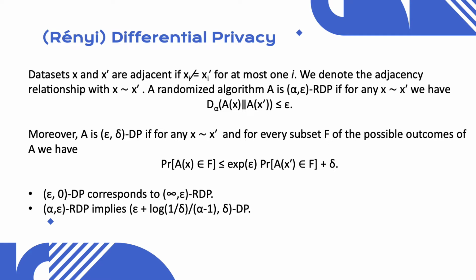In a similar fashion, we can also give the definition of standard differential privacy. We say that A is (epsilon, delta)-DP if for any pair of neighbor inputs and for every subset F of the possible outcomes of A, the probability of A of x being in F is upper bounded by e to the epsilon times the probability of A of x prime being in F, plus delta. We also remark two basic facts: epsilon-0 differential privacy corresponds to (infinity, epsilon) Rényi differential privacy, and moreover Rényi differential privacy always implies approximate differential privacy.